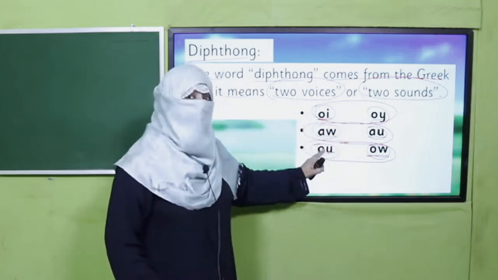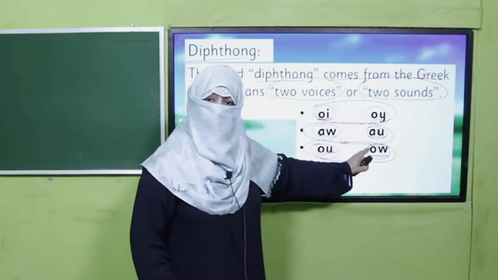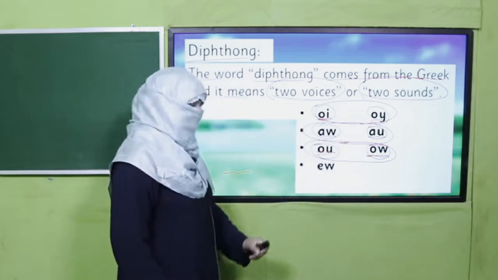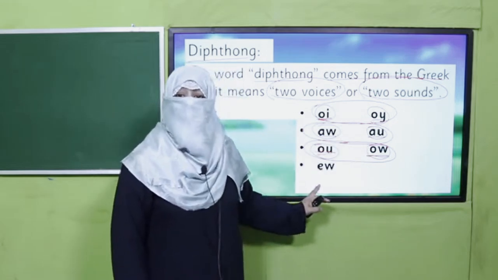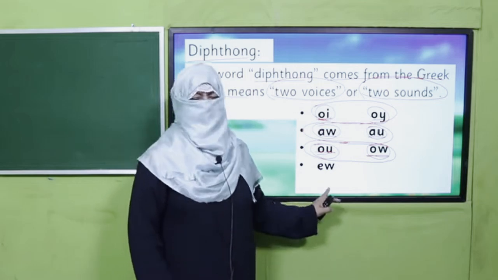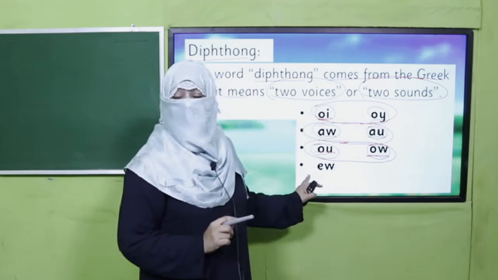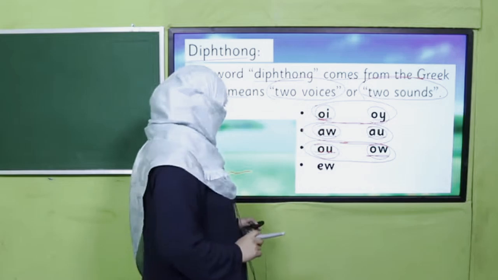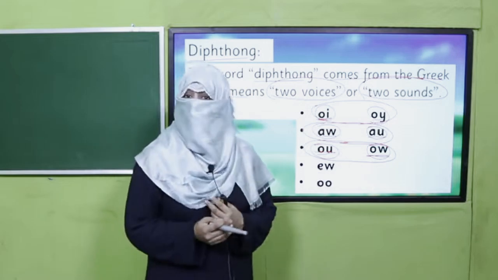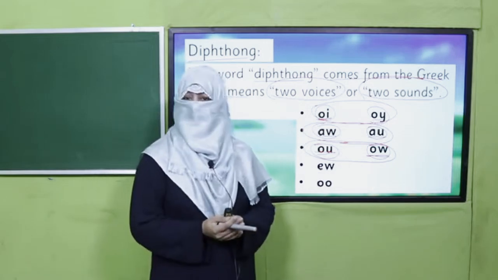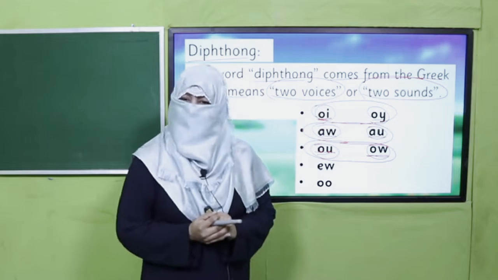OU says ow. OW says ow. And the next is EW. EW says EU. And OO says OO.